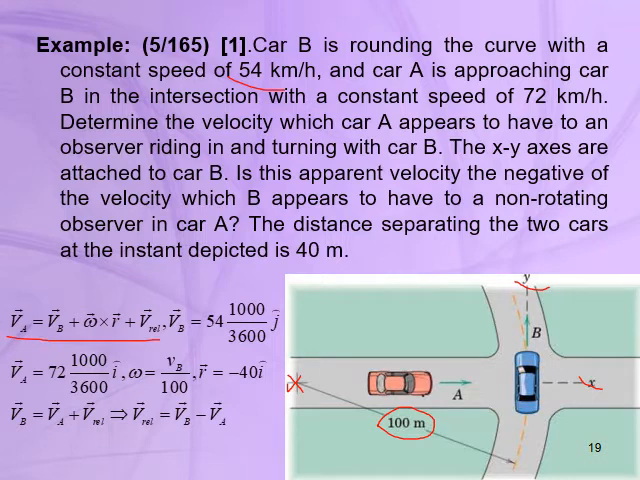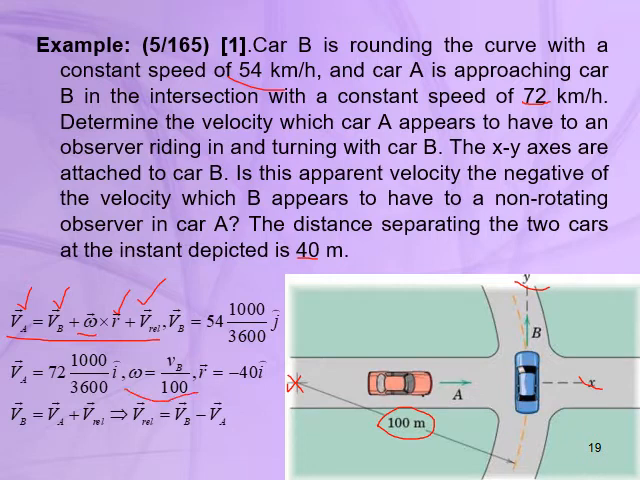We know that VB is 54 and VA is 72 kilometers per hour, because we have the absolute value for these two. So these two are known for us. We need to find the omega, and also we have the R, which is 40 meters. We know the position of car A with respect to car B, and then we can calculate the relative velocity in this equation. So we need to convert the velocities from kilometers per hour to meters per second, and then we can find the omega.